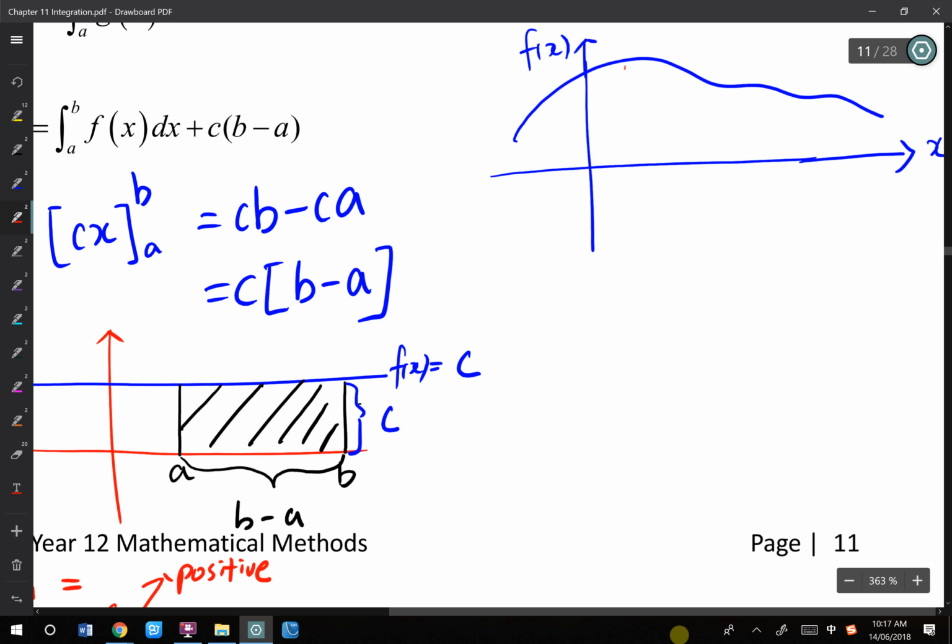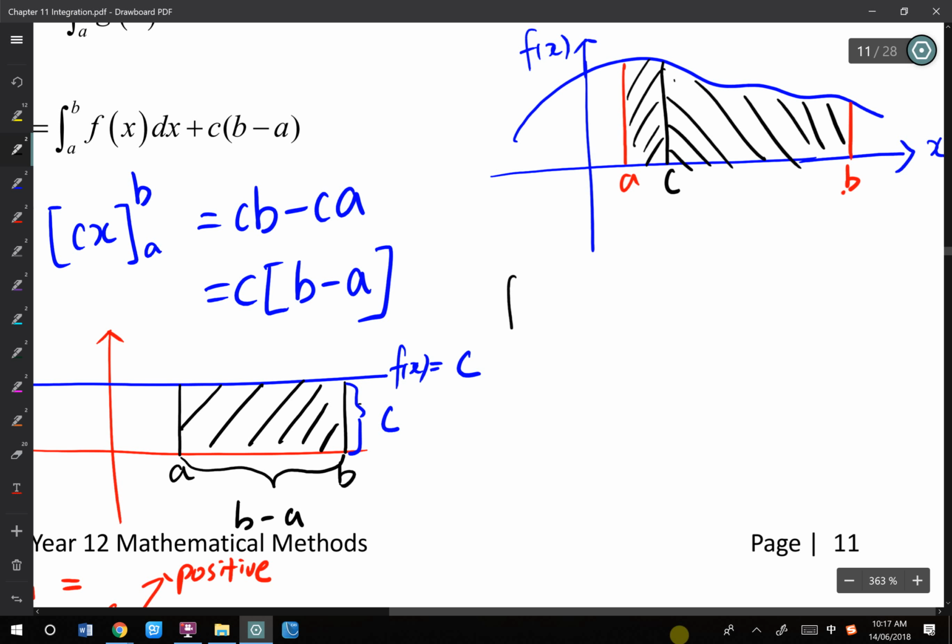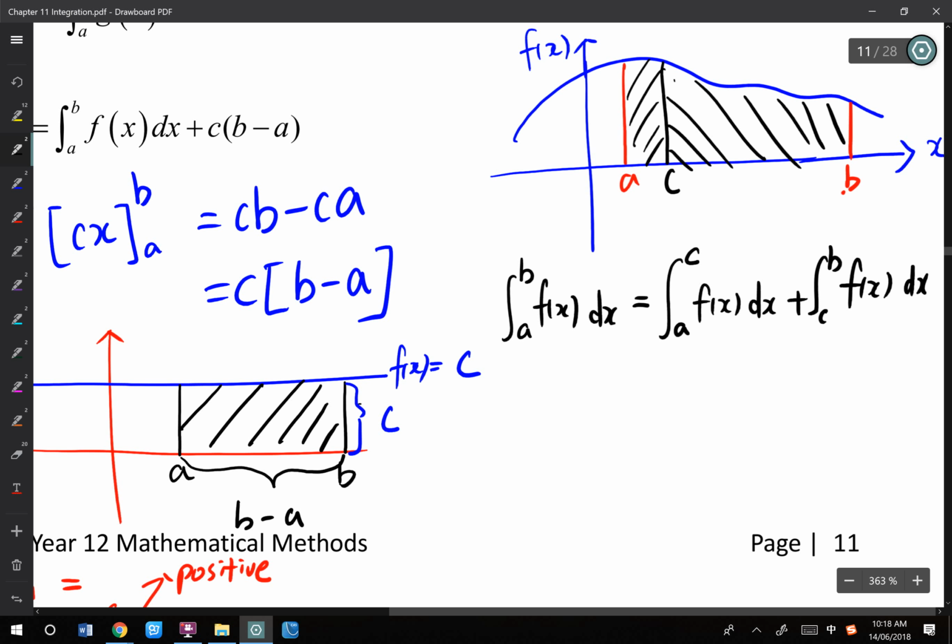Say I want to find the area in between a to b. I can just randomly pick a c value, anywhere. I can say c is here. I can use this area to add this area, and that's still the same area in between a to b. So that's why the integral from a to b of f(x) dx, c can be anywhere, c can slide in between a to b, so it can be the integral from a to c of f(x) dx plus the integral from c to b of f(x) dx. Okay, that's what I will have.